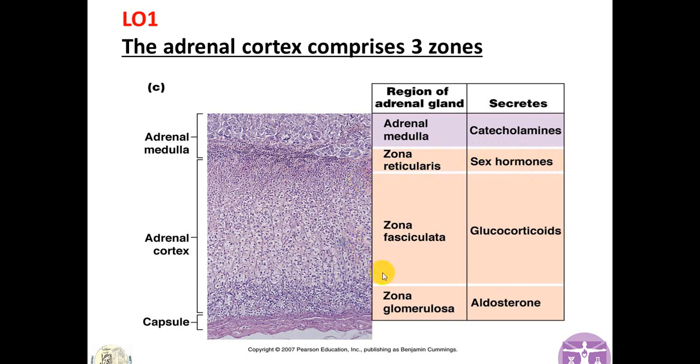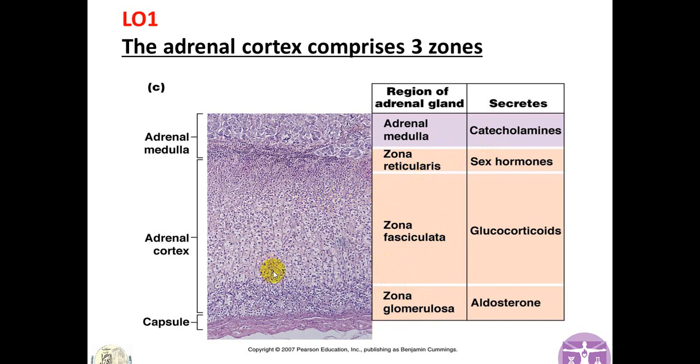In order not to forget these names, as it's difficult to remember them, remember always the GFR. So I think you've taken the glomerular filtration rate in the kidneys, GFR. Here also we have GFR. Starting from the outside, G stands for glomerulosa, F for fasciculata, and R for reticularis.